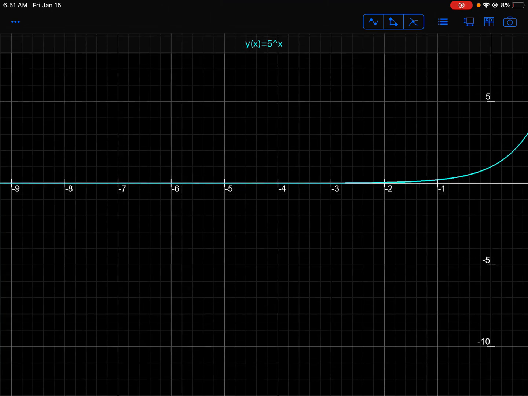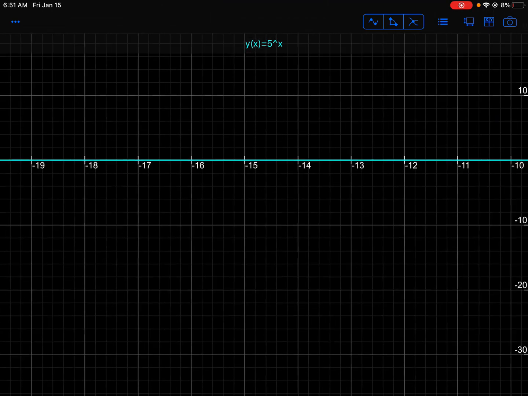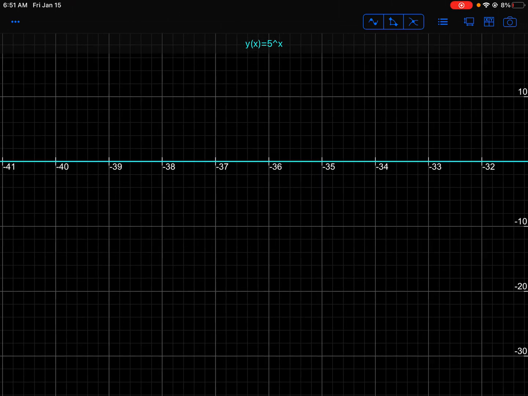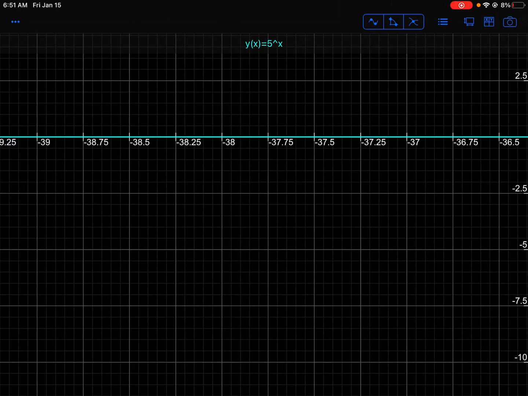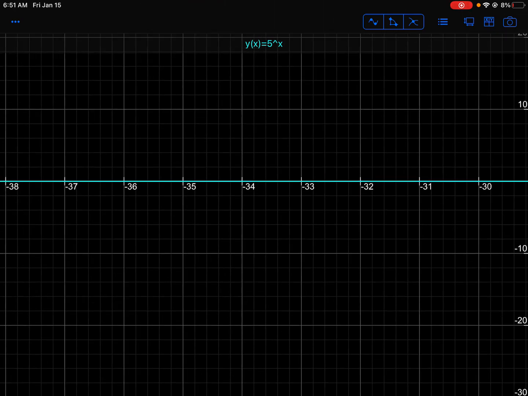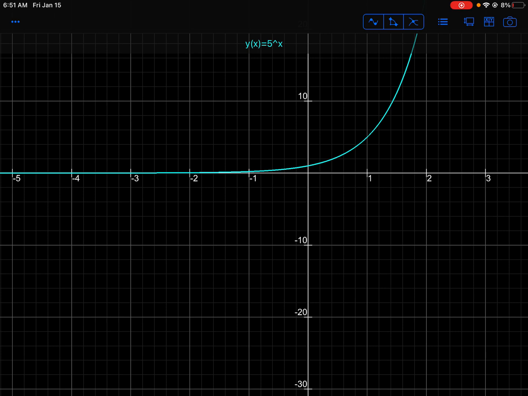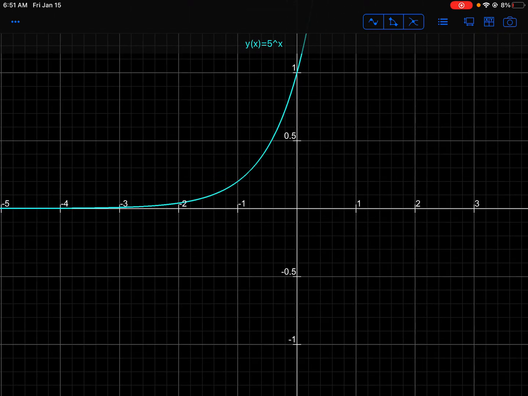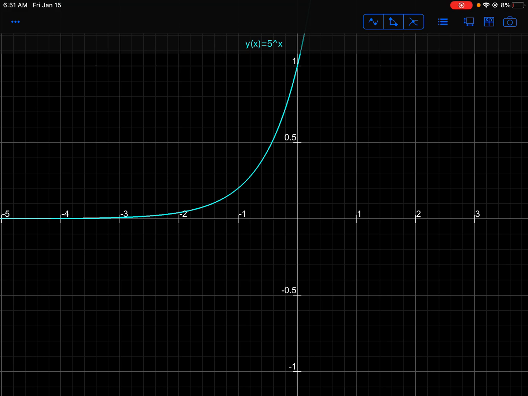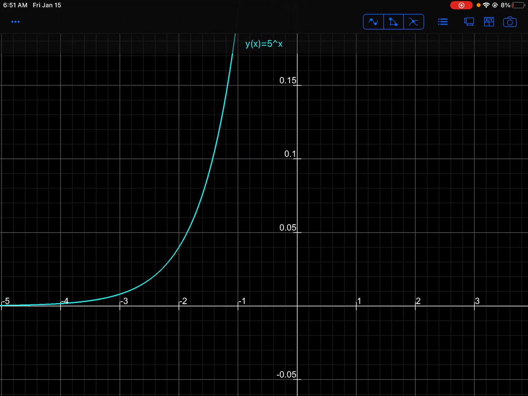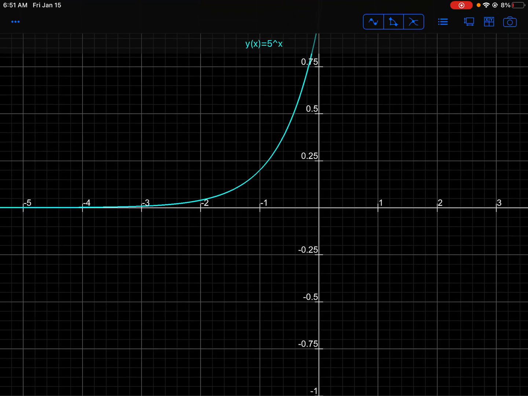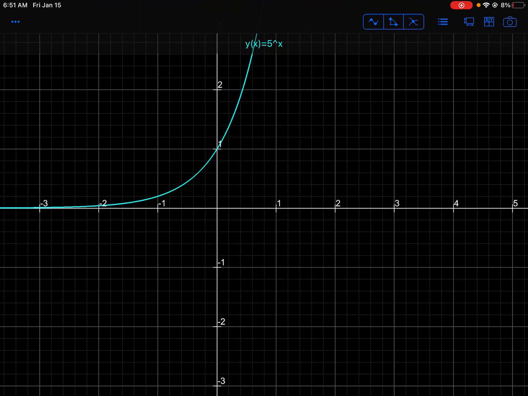The other thing that I want to point out on this graph is that no matter how far we go, it never will cross the x-axis. We could keep going and going and going, but it will never cross and break into those negatives. Every time it'll get closer and closer, but it will never touch. We would call the axis in this case an asymptote, and it's important to have an idea of what our asymptotes are.